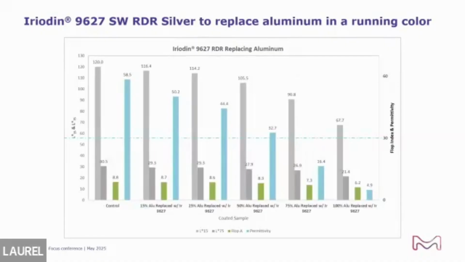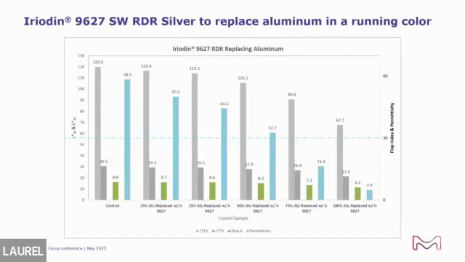So basically your flop stays the same, but your face drops a little bit. But you can see the radar permittivity is much improved. When you replace like 75%, it is way below 20. So it looks like you can replace aluminum somewhere between 50 and 75%. If you use just the pearl pigment, you're there. You don't have to do anything.